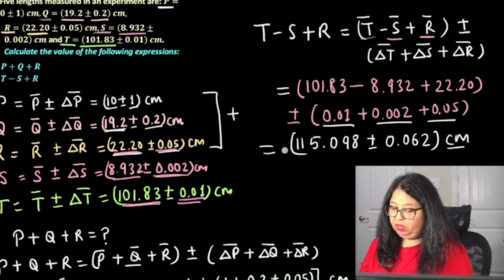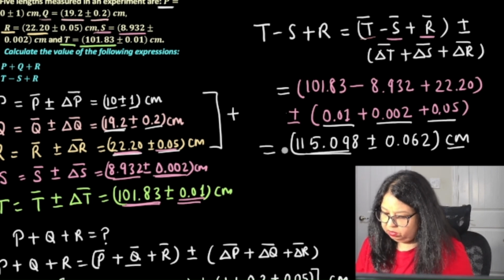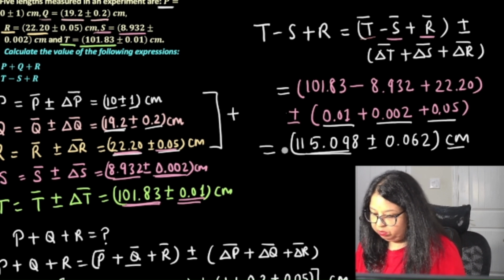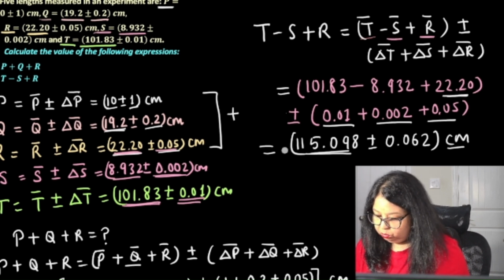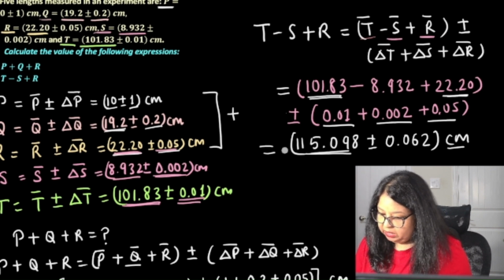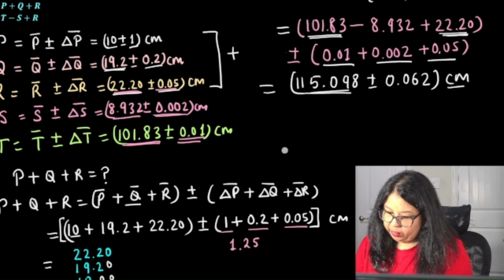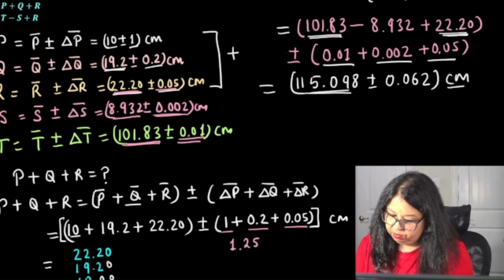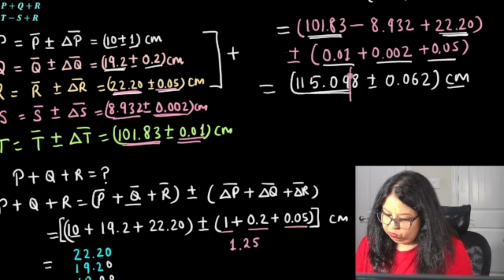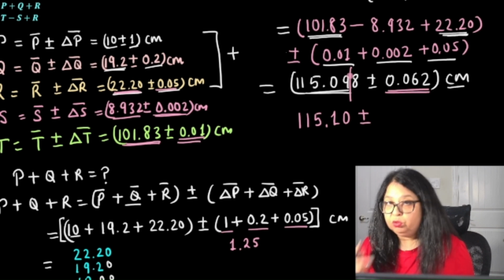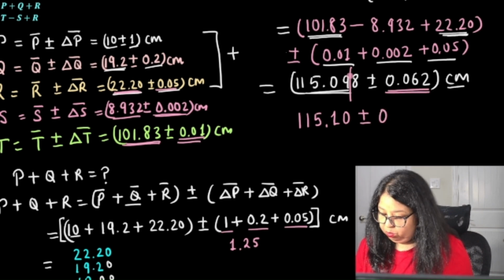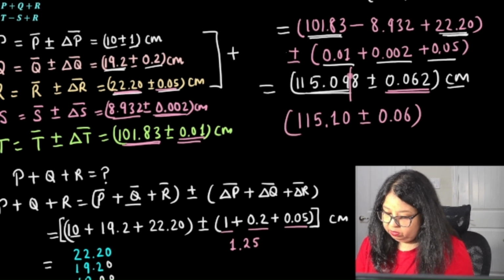centimeters. Now the question is, this final answer, it will round off to how many decimal places? 2. Both of these, T and R, have 2 digits after the decimal. So this will have to be rounded off here, like this. So this will give us 115.10 plus minus. This will also go to 2 decimal places now. 0.06 centimeter.